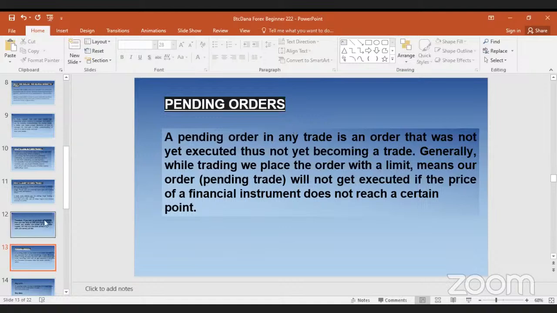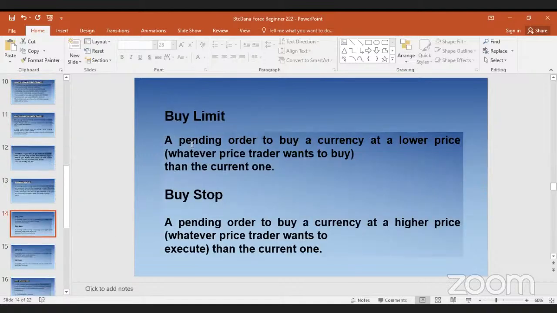And then under the pending order, we have buy limit, buy stop, sell limit, and sell stop. Now, the buy limit. A buy limit is a pending order to buy a currency at a low price. So whatever price the trader wants to buy that is lower than the current one is what we call a buy limit.